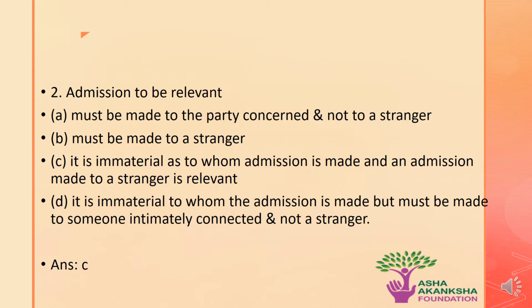The next question is, admission to be relevant must dash. Fill in the blanks with the right options. The options are A. Must be made to a party concerned and not to a stranger. B. Must be made to a stranger. C. It is immaterial as to whom admission is made, and an admission made to a stranger is relevant. D. It is immaterial to whom the admission is made, but must be made to someone intimately connected and not a stranger. The correct answer to this question is option C. That is, admission to be relevant, it is immaterial as to whom admission is made, and an admission made to a stranger is also relevant.